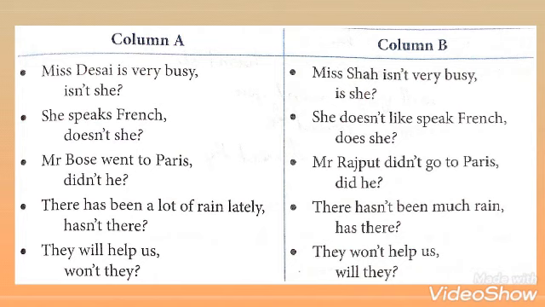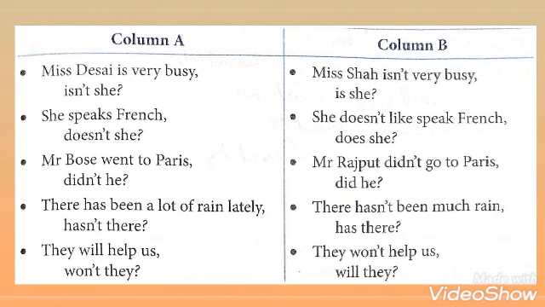Next one: Mr. Bose went to Paris, didn't he? Here we have a positive statement, Mr. Bose went to Paris. It is followed by a negative question tag, didn't he? Next, Mr. Rajput didn't go to Paris, did he? Here "Mr. Rajput didn't go to Paris" is a negative statement followed by a positive question tag, did he. Next one: There has been a lot of rain lately, hasn't there? It is a positive statement followed by a negative question tag, hasn't there. Next one: There hasn't been much rain, has there? Here we can see a negative statement followed by a positive question tag.